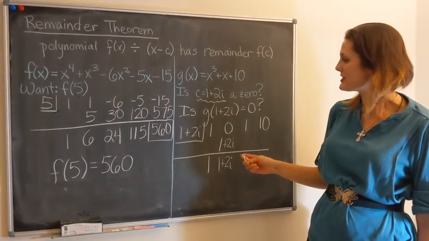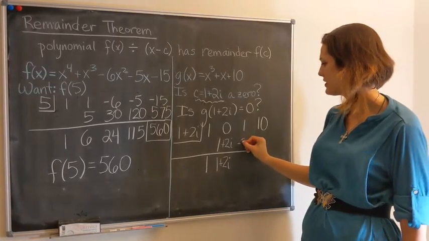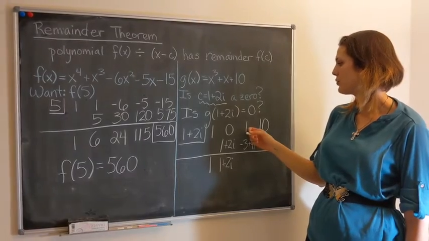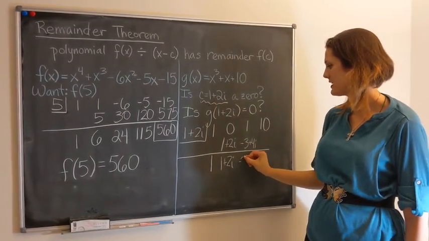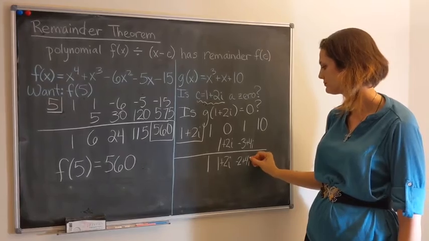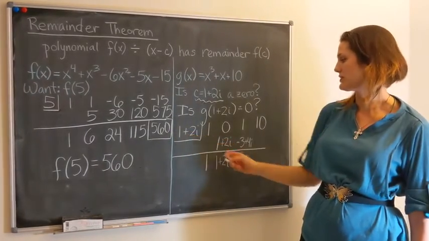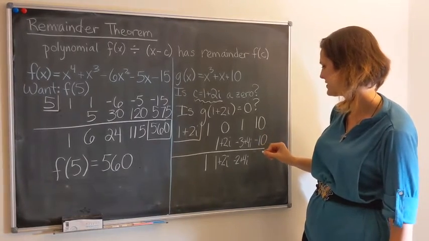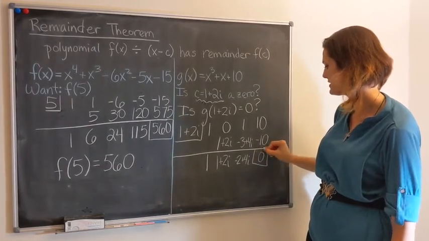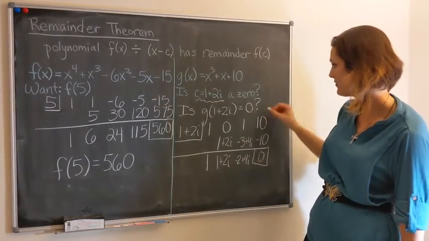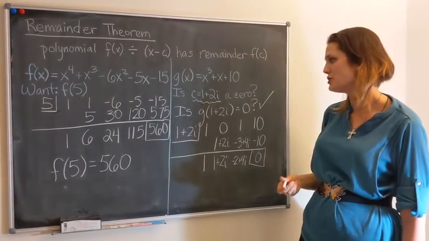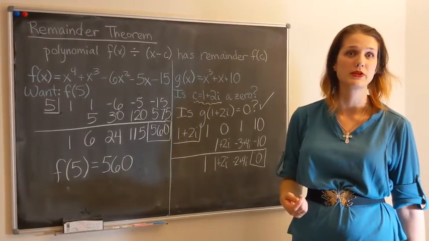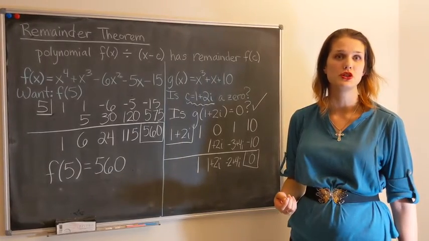So 1 plus 2i times 1 plus 2i is negative 3 plus 4i. And 1 plus negative 3 plus 4i gives us negative 2 plus 4i. Now if we multiply 1 plus 2i times negative 2 plus 4i, it simplifies to negative 10. So our remainder is 0, and that tells us that in fact, g of 1 plus 2i is equal to 0. So we have this complex zero, or complex root, of the polynomial g of x.